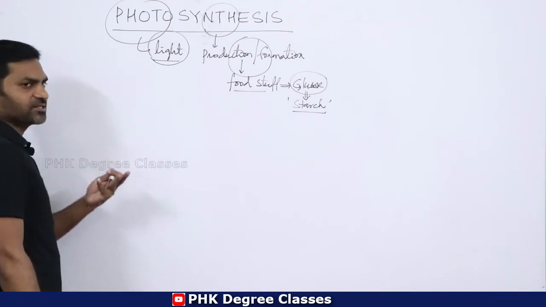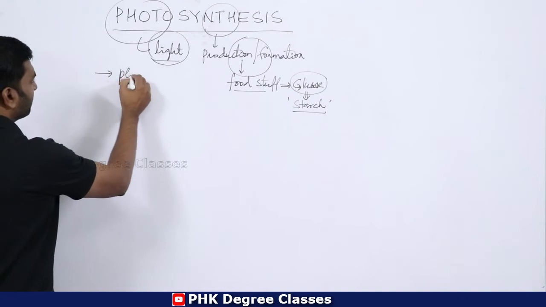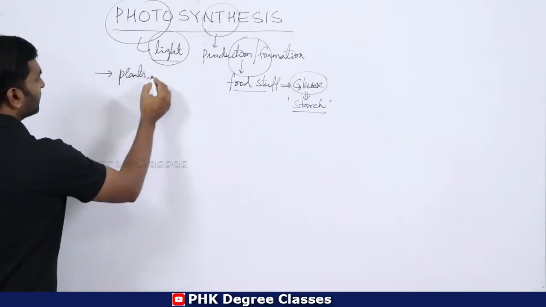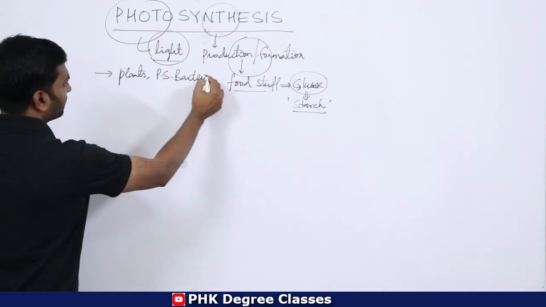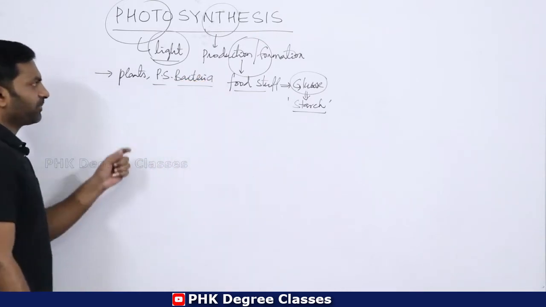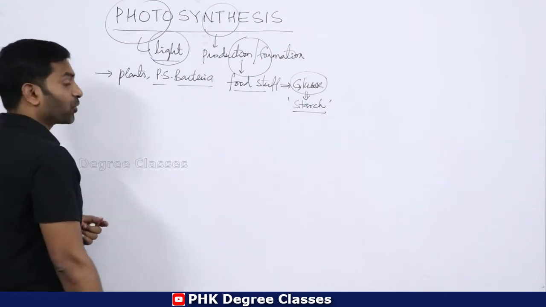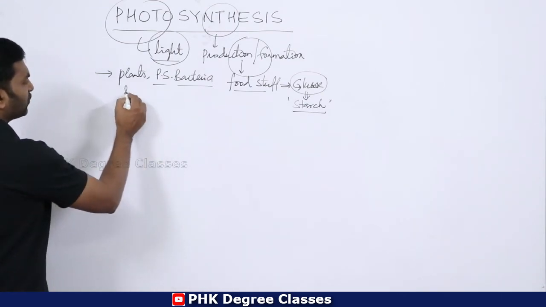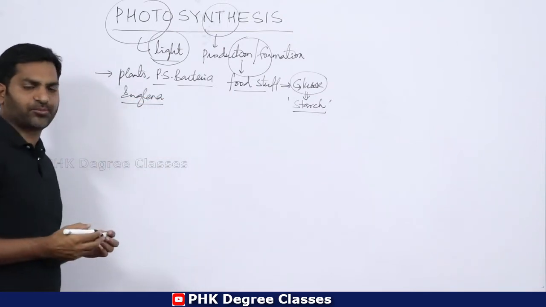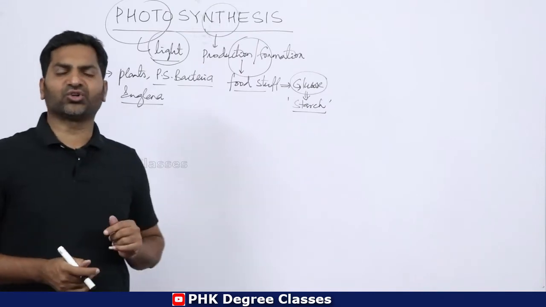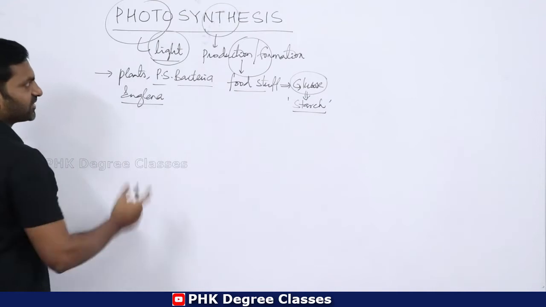So how does it take place? Generally it takes place in plants and some photosynthetic bacteria. One of the protozoal organisms, Euglena, also performs the photosynthetic process because it contains chlorophyll pigment. So how does it take place in the plants?